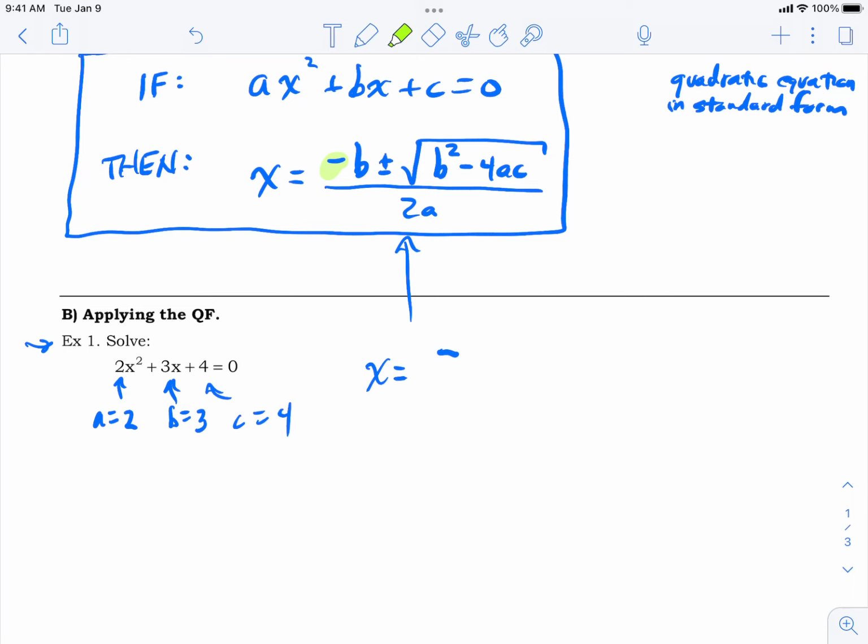Now I need to put the b. What's the b? The b is a 3, okay? So I'll put the b. The b is a 3. Fine. Plus or minus, radical.